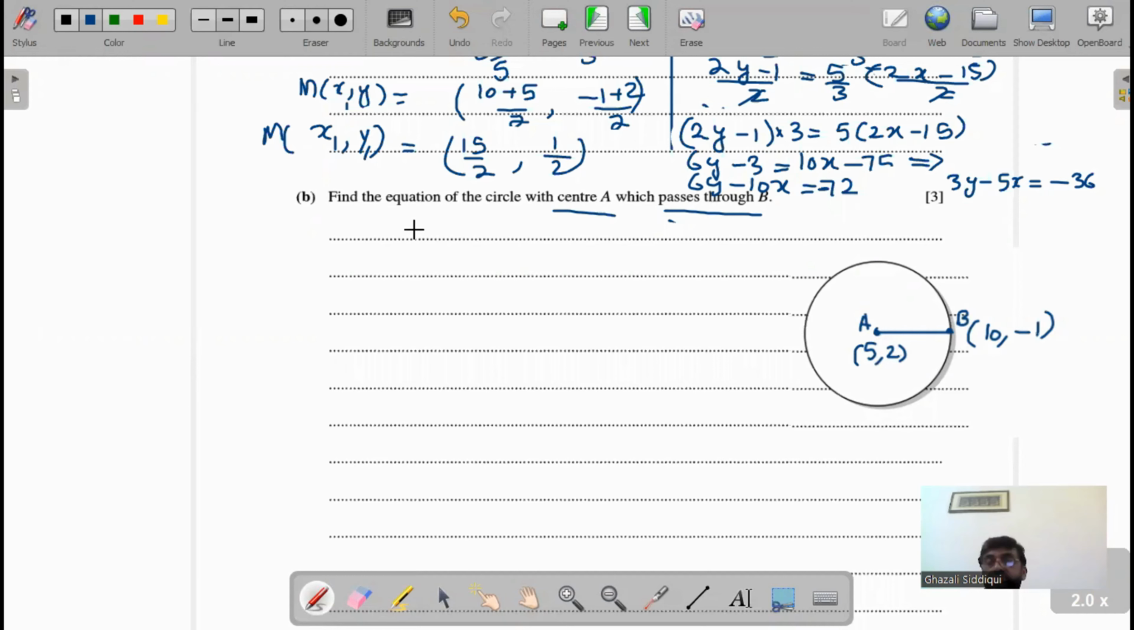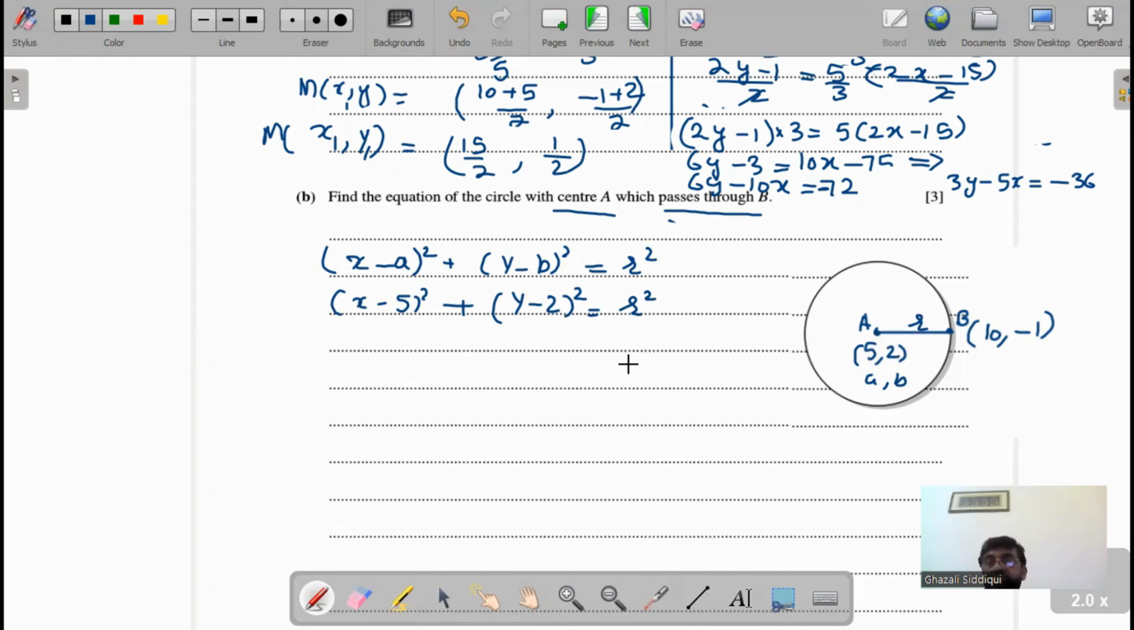Now you see the equation of the circle is (x - a)² + (y - b)² = r². The a and b are the center of the circle. Now we can write it as (x - 5)² + (y - 2)² = r². The radius of the circle we mention as r. You see here, this is the radius of the circle.